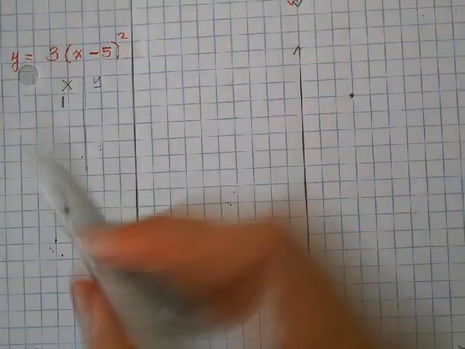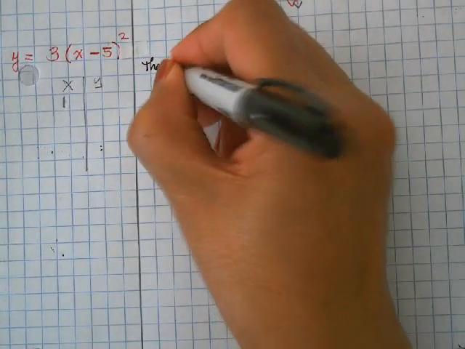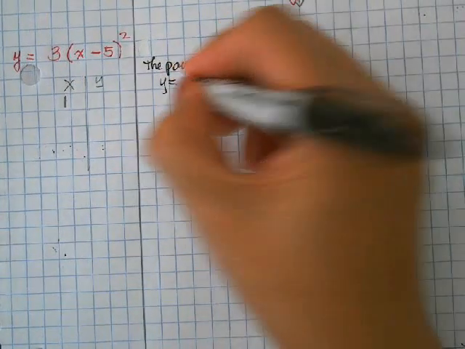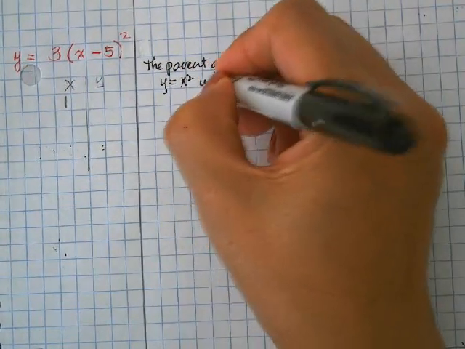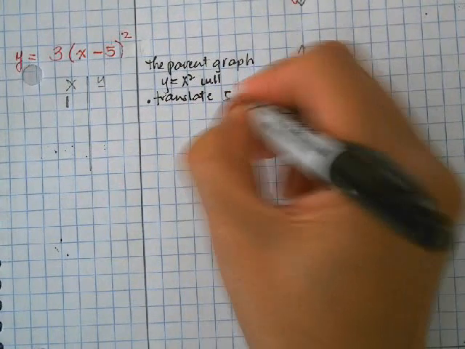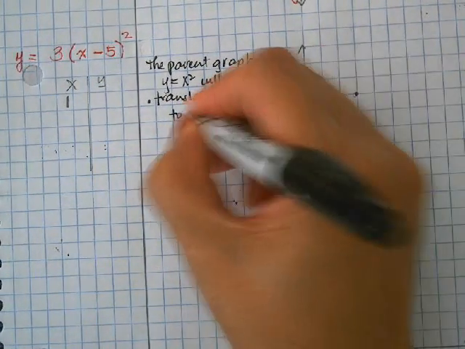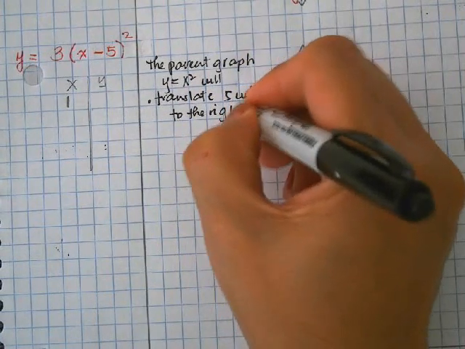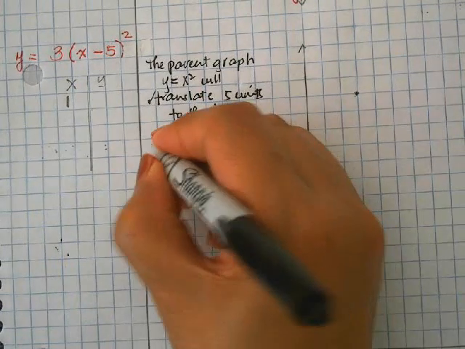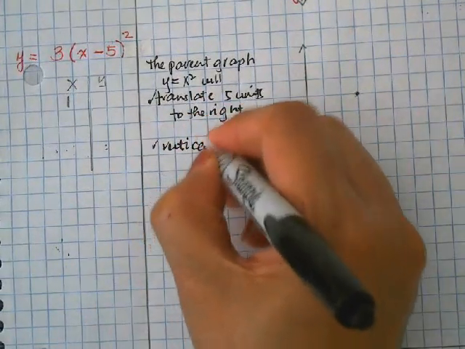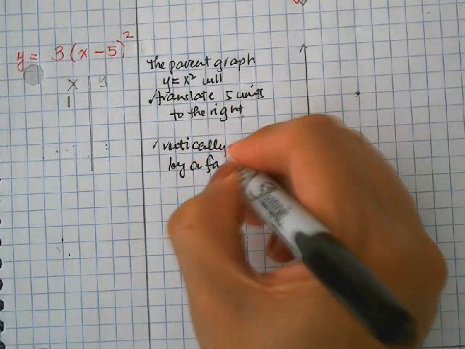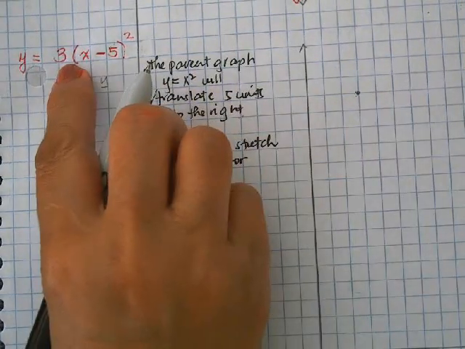So you're going to do this first. You will say the parent graph y equals x squared will translate 5 units to the right. But what will that 3 do? That 3 will vertically stretch it by a factor of 3. Remember, it's bigger than 1, so it's a stretch.